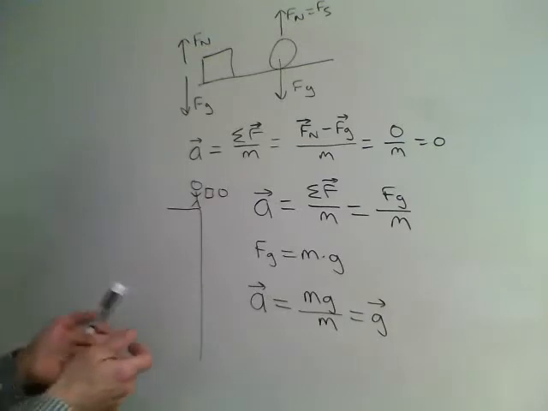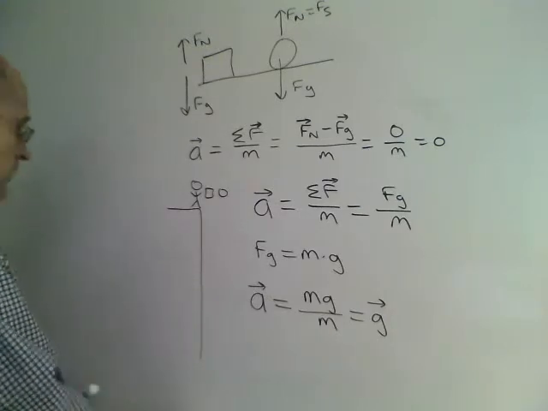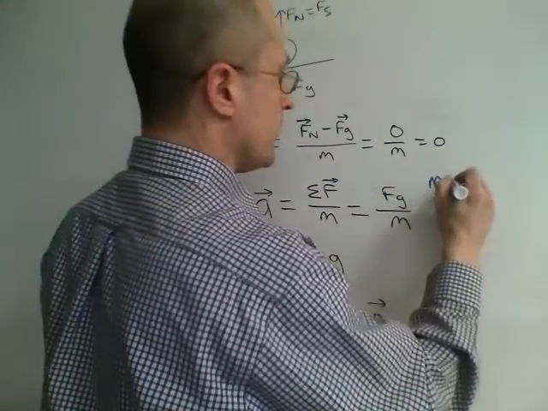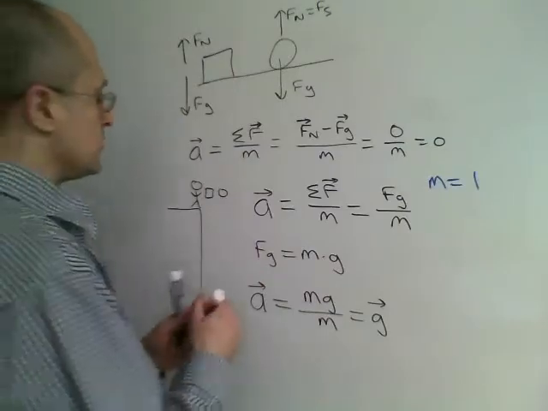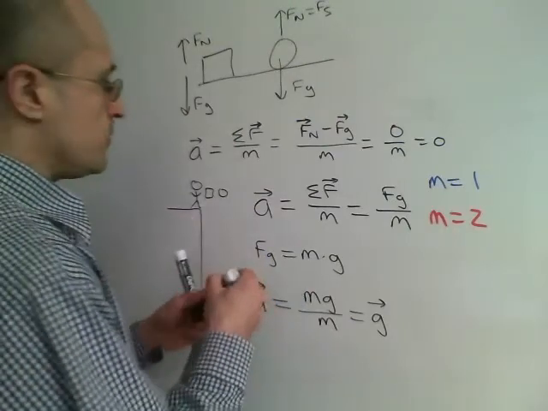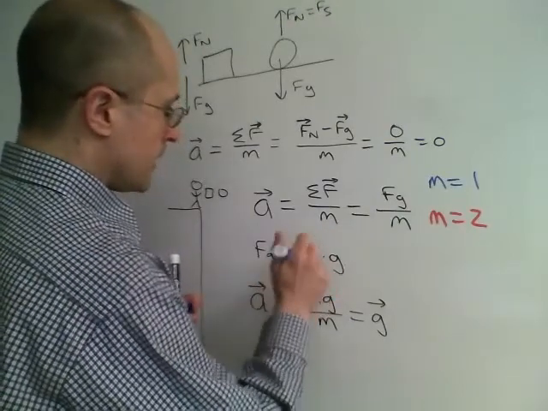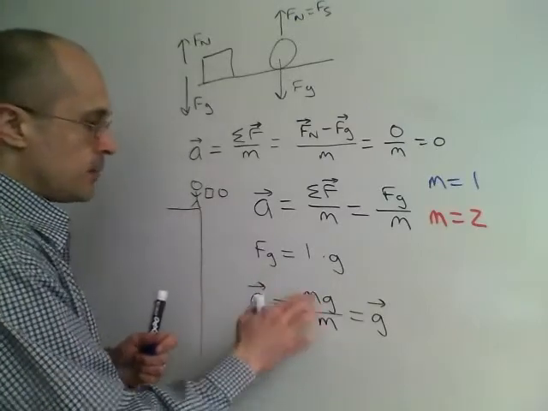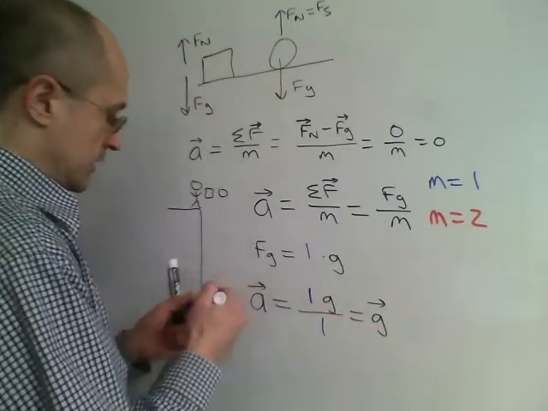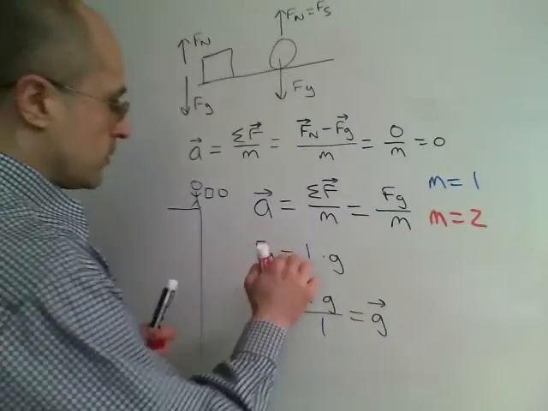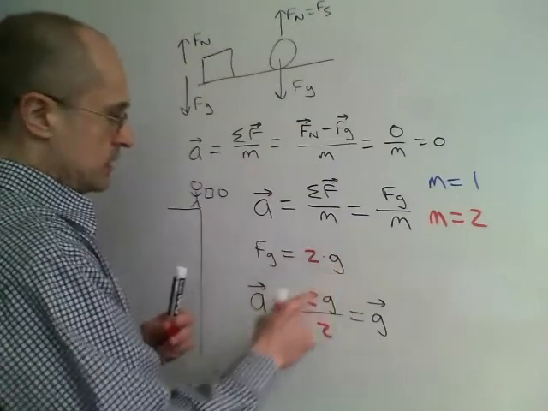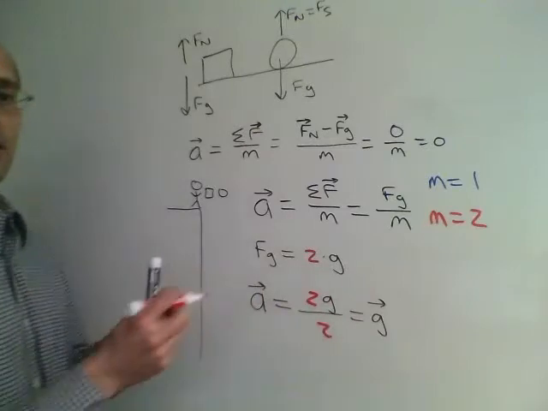Now the interesting thing about free fall is what happens if your mass goes up. Let's say the cube has a mass of 1, m equals 1 for the cube, and let's say m equals 2 for the ball. Let's look at the cube first. We have 1 times g as the weight, and then we put a 1 down here, and you get 1 times g divided by 1 is g. Well, what happens when this goes to 2? You get the force of gravity is 2 times g. That becomes 2 times g over 2, and acceleration is still g.